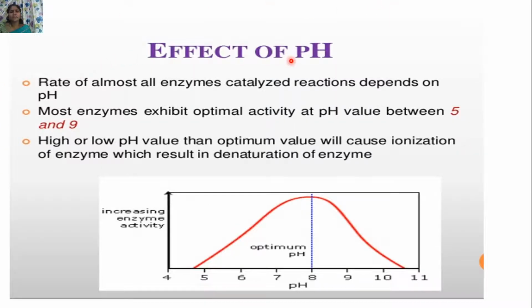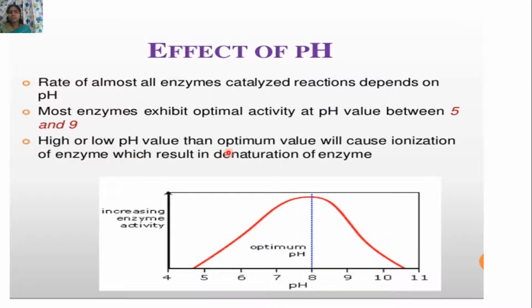Then what is the second parameter? What is the effect of pH? The rate of the reaction for all enzyme-catalyzed reactions depends on pH. Most enzymes exhibit their optimum activity at a pH level between pH 5 and 9, so almost all the enzymes show their optimum pH there.